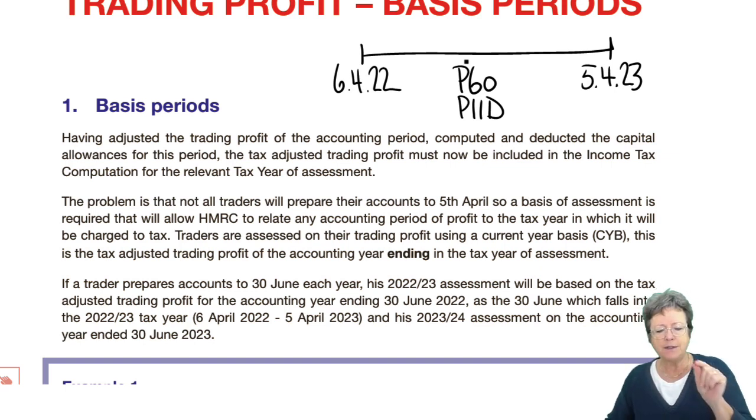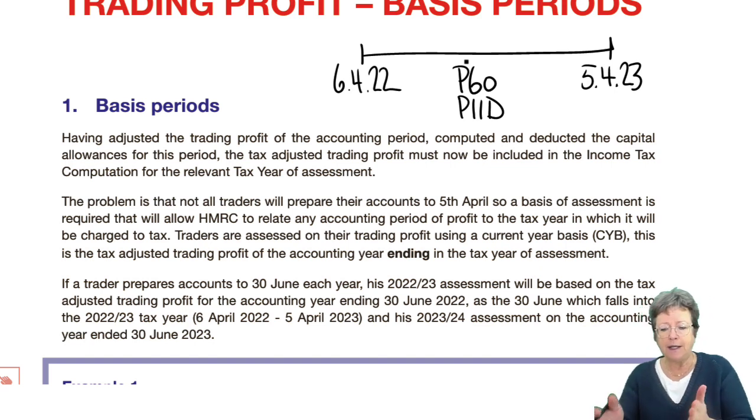So the basis of assessment, i.e. what are we going to put in which tax year, is required, that allows the Revenue to relate the accounting period to the tax year, because sometimes they don't match up.